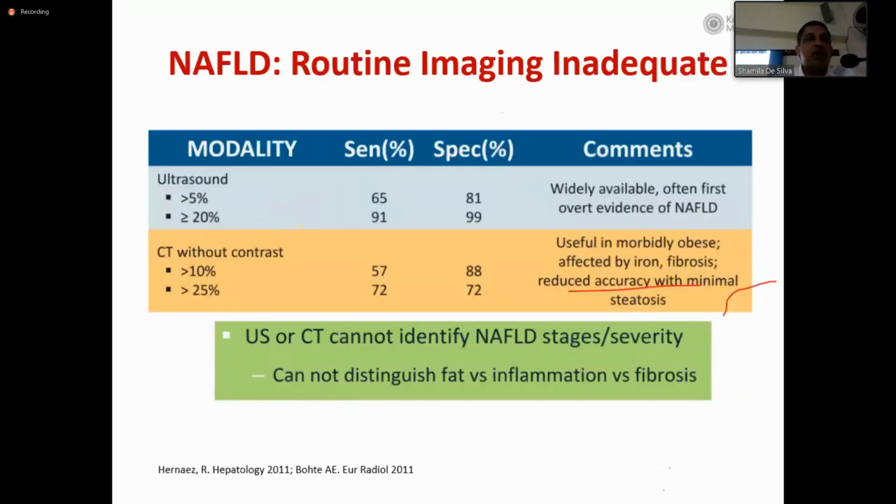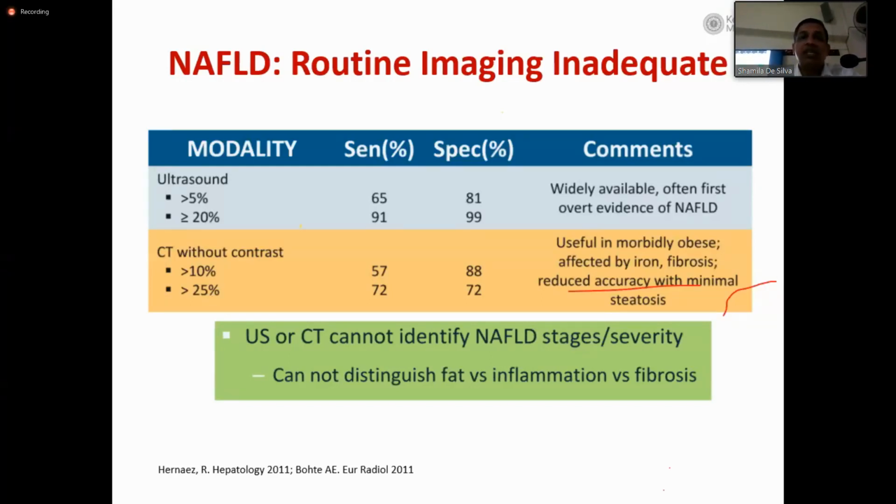So if we go by routine imaging alone, that is well known to be inadequate. Ultrasound is a little bit better than CT, because with ultrasound, the definition cutoff of 5% will only catch 2/3 of the patients. The best radiographers doing ultrasounds will catch only 2/3 of the patients if they have liver fat around 5 to 10%. If it's more than 20%, they will be able to identify most of the patients, 90%.